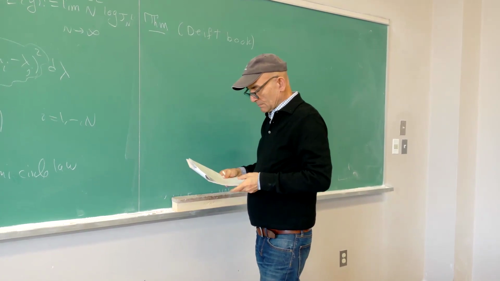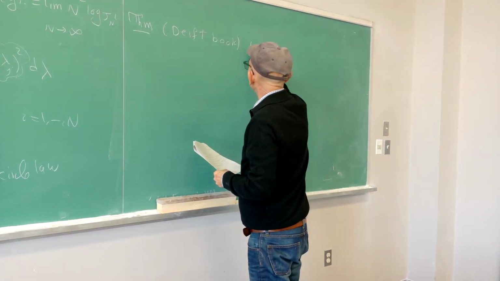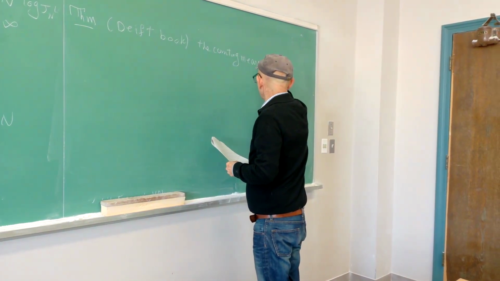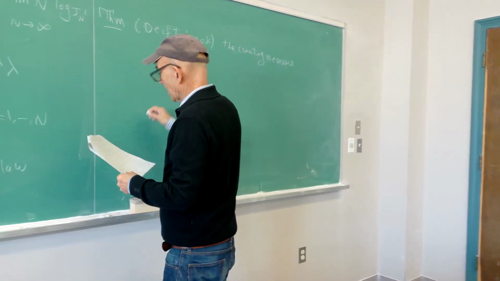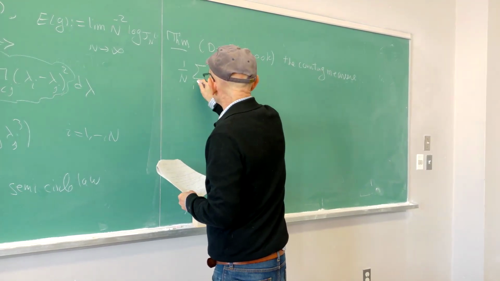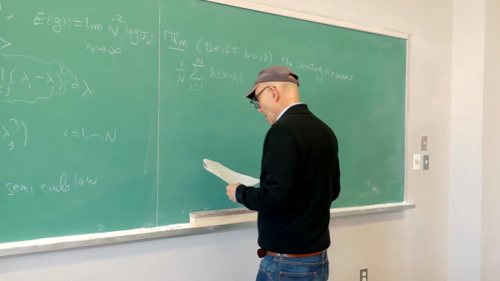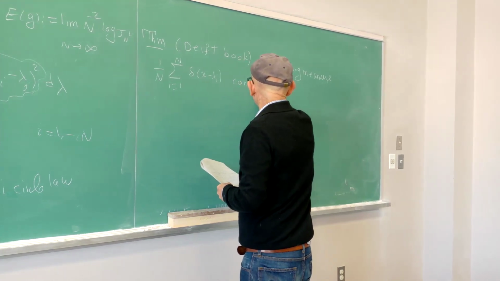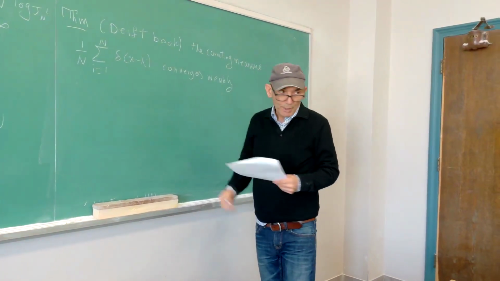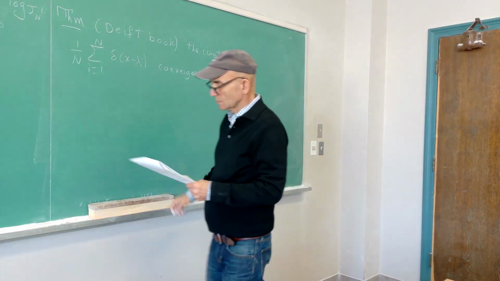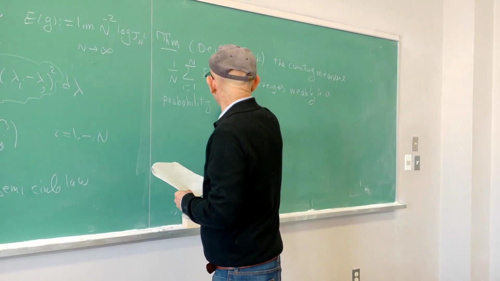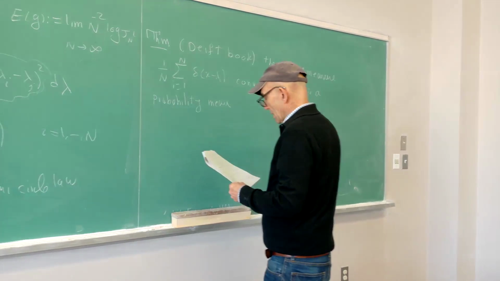That the counting measure, 1 over n, sum delta x minus lambda_i from 1 to n, converges weakly to a measure, a probability measure, measure mu of x.